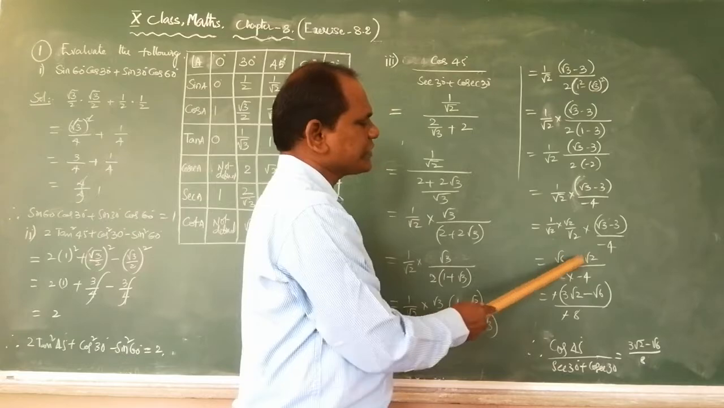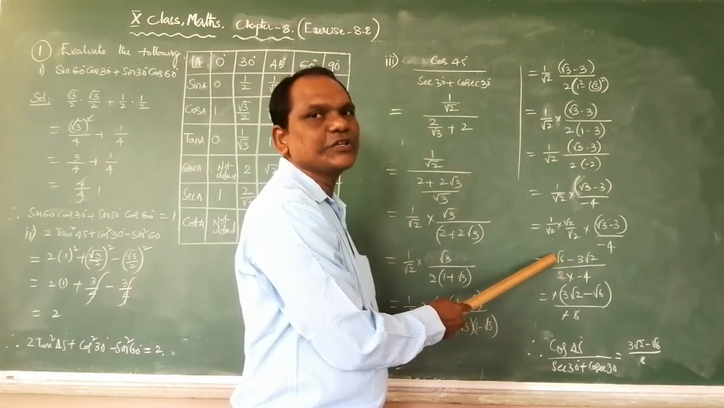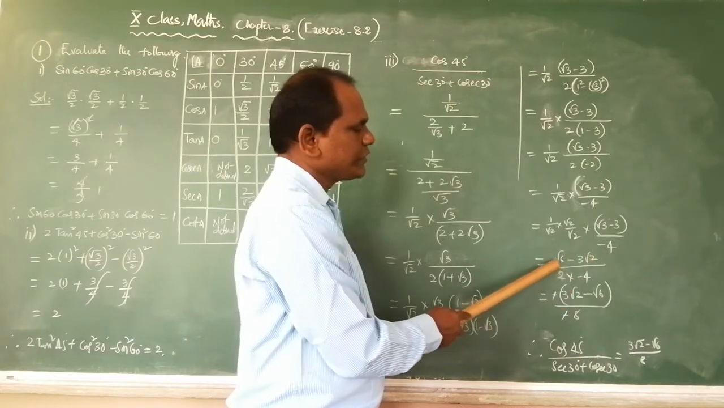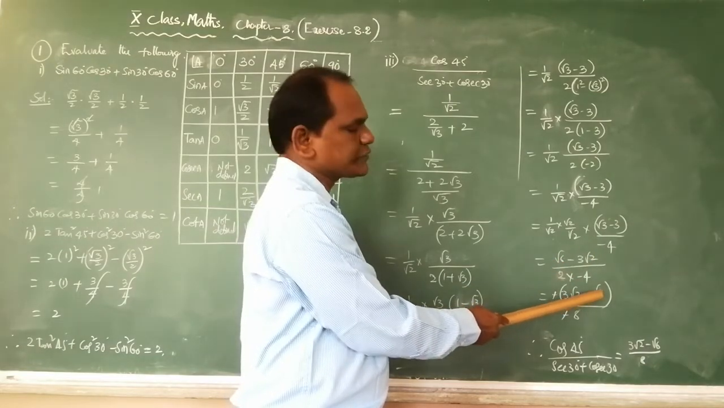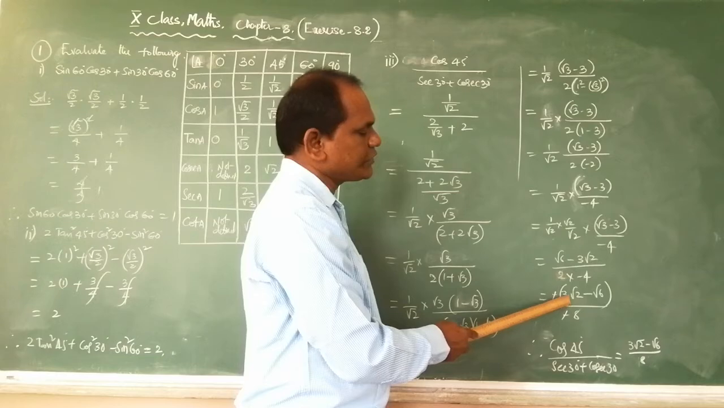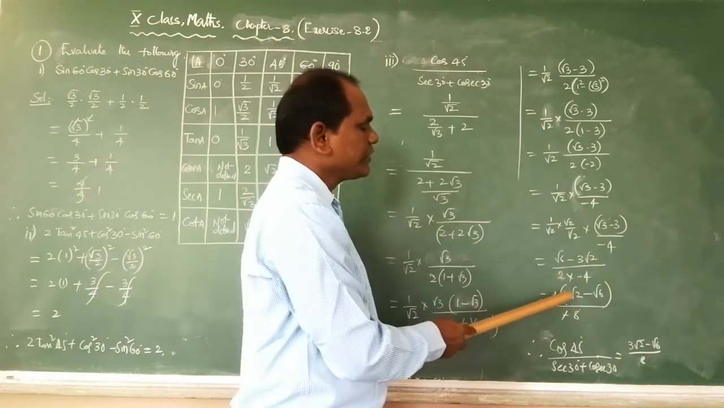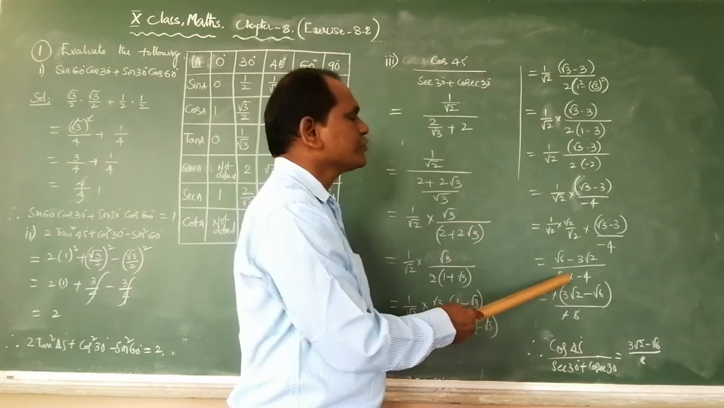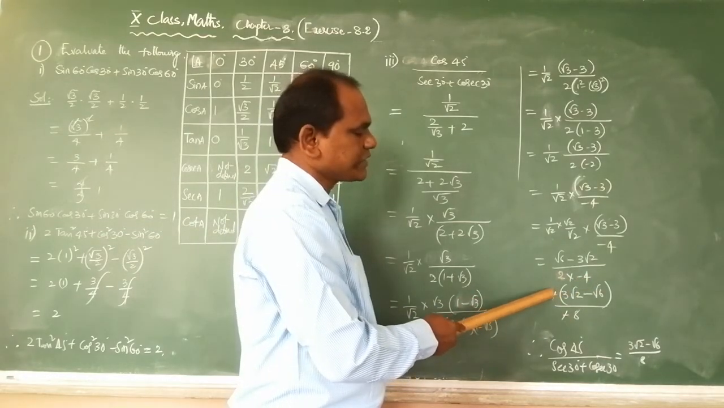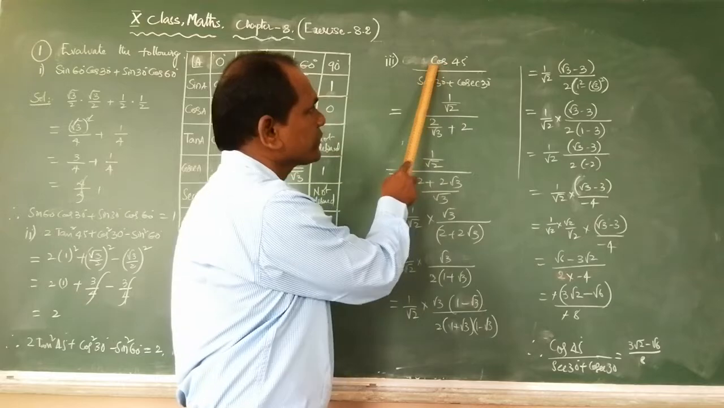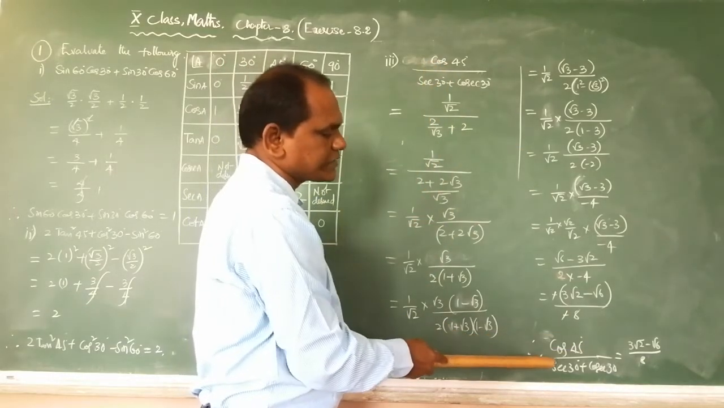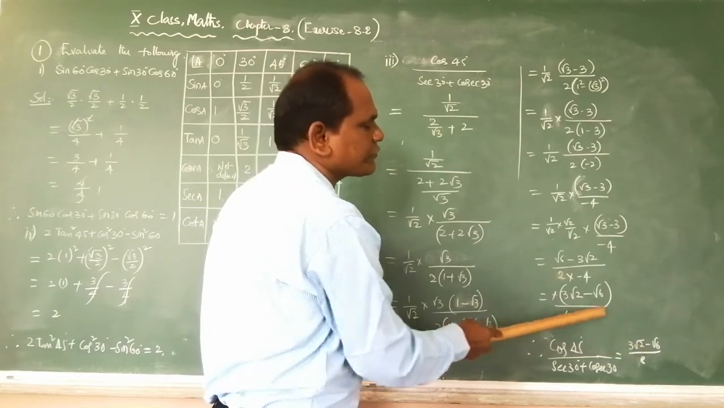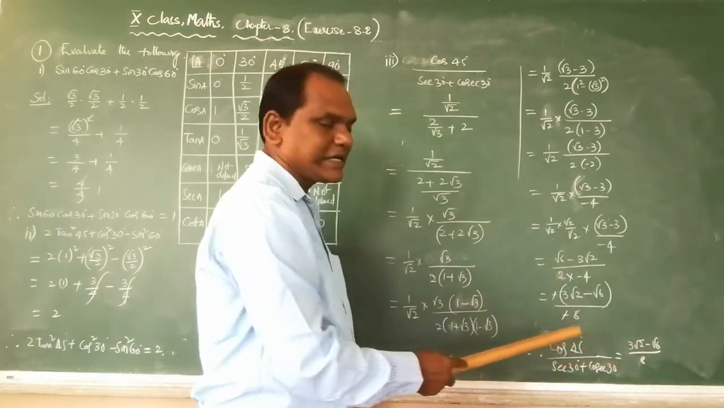Therefore you have to take the minus common from the numerator part: minus of 3 into square root of 2 minus square root of 6. Minus into minus is plus. Minus common from the numerator part, 2 into minus 4 is minus 8. Minus minus get cancelled. Therefore the given problem, cos 45 degrees by secant 30 plus cosecant 30, equals 3 into square root of 2 minus square root of 6 by 8.